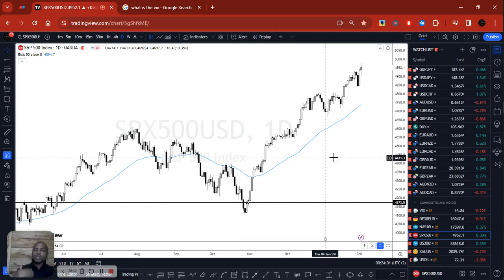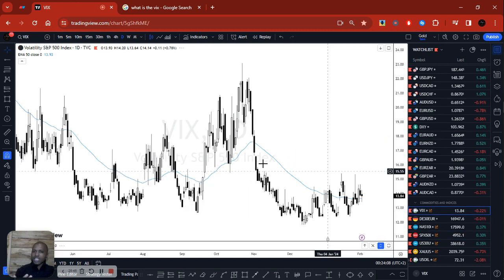So this is how you do it. But if you're complaining about that and say, no, I want to day trade, I want to do this and that, it's still the same approach. But in this case, instead of using the daily time frame, drop down to the 4 hour, right?